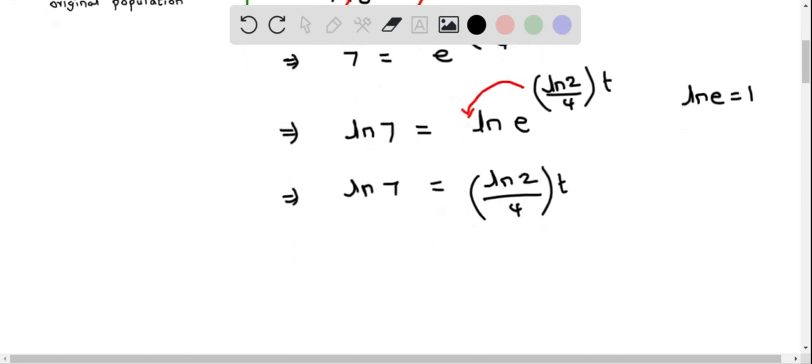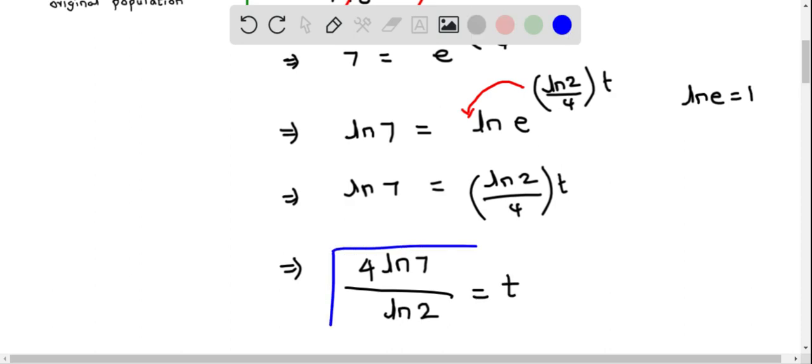So now we can solve from this equation. We have to solve for t. To solve for t, we have to multiply both sides by 4. So this becomes 4 times natural logarithm of 7, and then we have to divide by natural logarithm of 2. So let's do that. So 4 times natural logarithm of 7 divided by natural logarithm of 2 equals t. Therefore, we have determined t as 4 times natural logarithm of 7 over natural logarithm of 2. Therefore, answer choice A is correct.